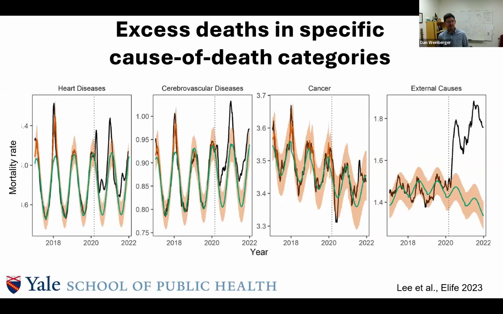We can also do this type of analysis looking at specific cause of death categories. This is based on the underlying cause of death that's listed on the death certificate. So we can look at heart disease. We again see spikes, some of which coincide with COVID waves. Cerebrovascular disease, cancer, we don't really see much of a deviation from the expected values. And then external causes, which is a big grab bag category that includes car crashes, overdoses, and stuff like that.